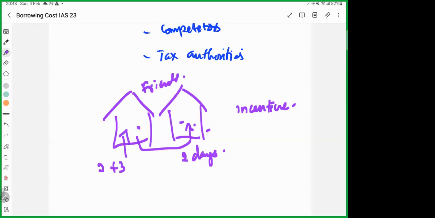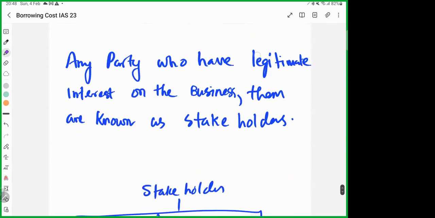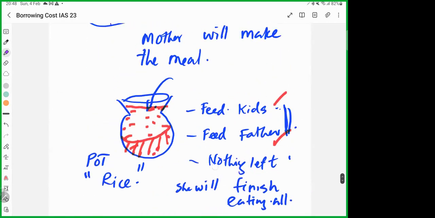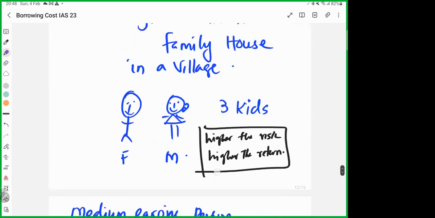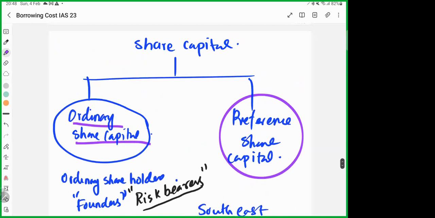Yes. In this case, should this neighbor feed this family for a long period of time? No, no need. Only 2 days, correct? Yes, correct. So, who are these preference shareholders? They are people who will fund the business only for some short-term need.